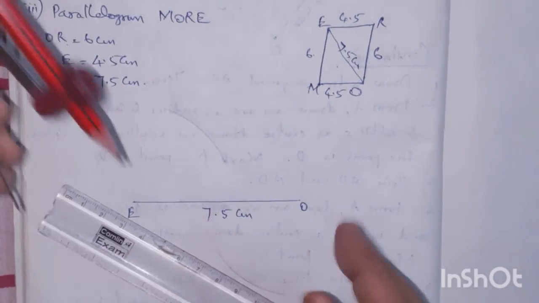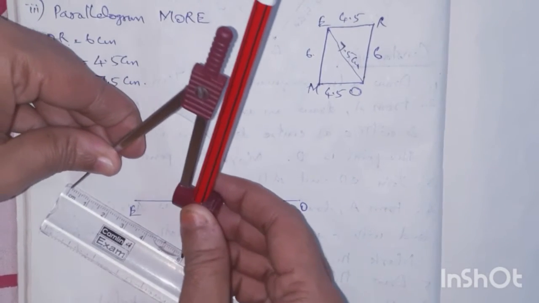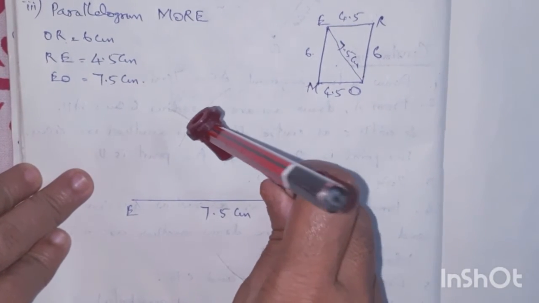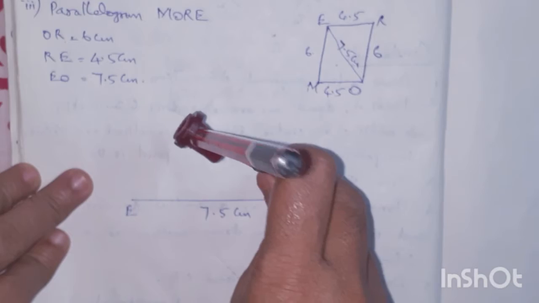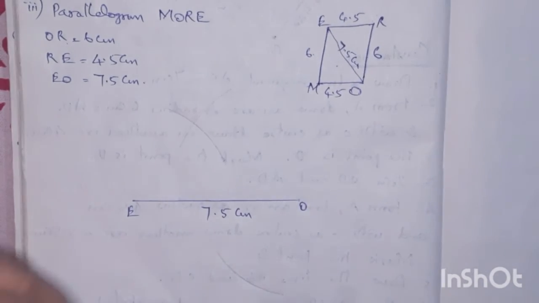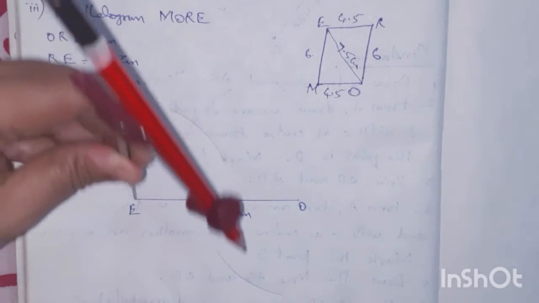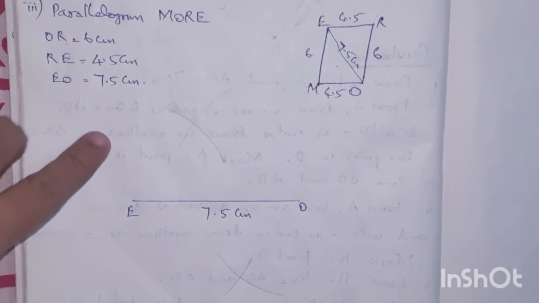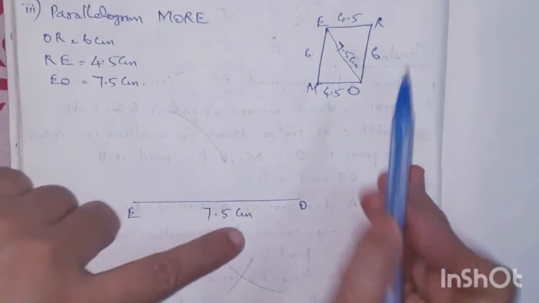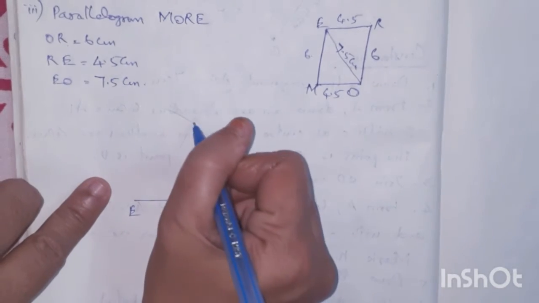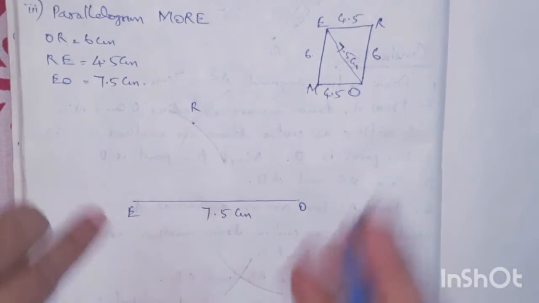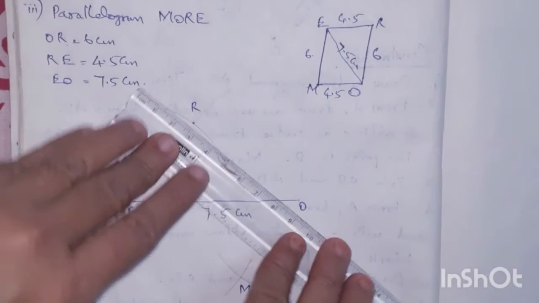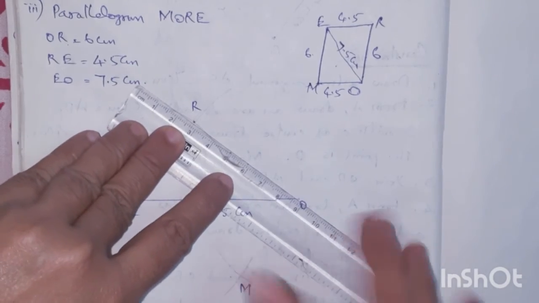Next 6 centimeter we have to take. From O we can draw this 6 centimeter. Now here from E also we can draw this 6 centimeter. Mark the point, EO per R. So this is the point R. This is the point M. We can join these lines RO, MO.